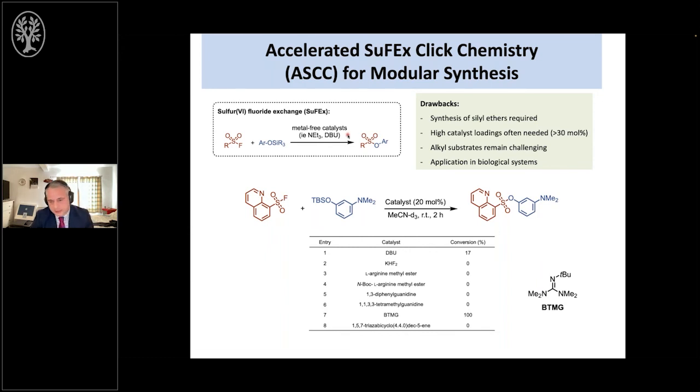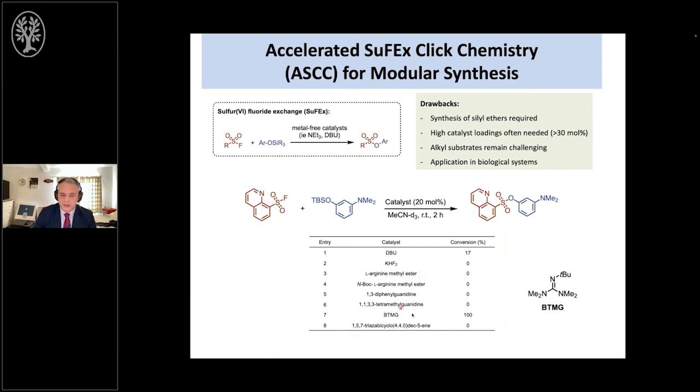Well, we had some idea that arginine residues may accelerate SuFEx reactions in biological systems, or Bio-SuFEx, if you like. So we thought we should explore some guanidine style catalysts. So we did a quick screen of available catalysts, and we chose this really notoriously slow SuFEx reaction between this sulfonyl fluoride and this aryl silyl ether here. Now with DBU, this is very slow. After 2 hours, you only get 17% conversion.